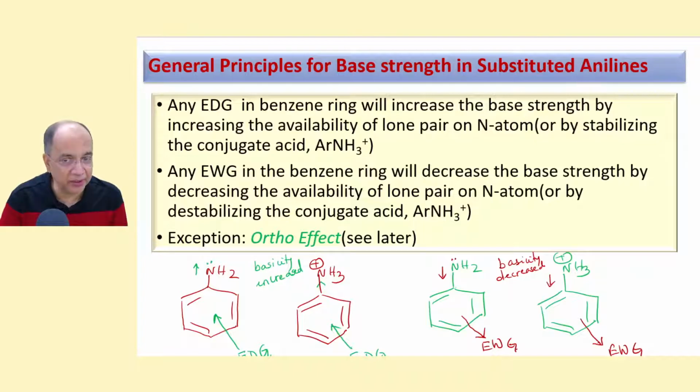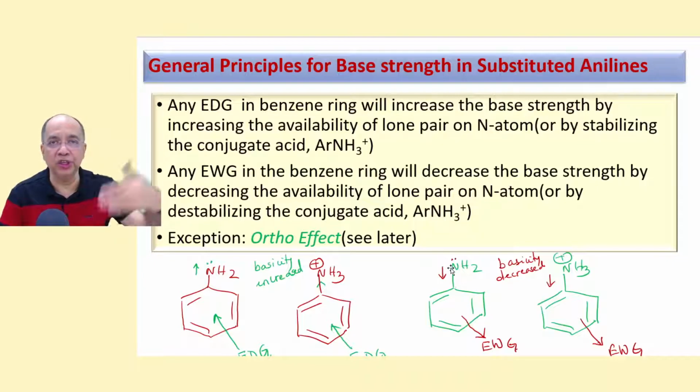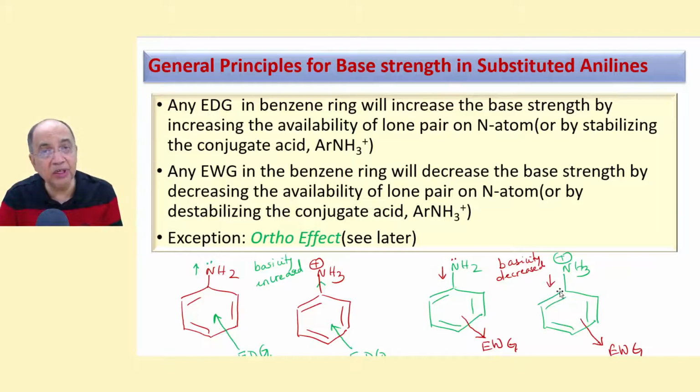On the contrary, if there is an EWG in the benzene ring, then that will withdraw the electron density from the nitrogen lone pair, and it will be less available to the outside world to accept a proton. And you can say the same thing in another way: the anilinium ion, the conjugate acid, will be destabilized by EWG. That makes it less basic, and this makes it more basic.